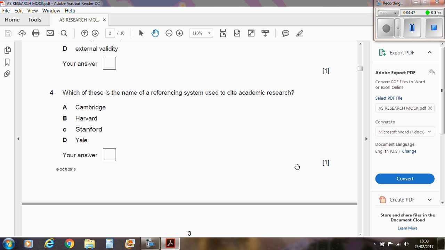Number 4, which of these is the name of the referencing system used to cite academic research?